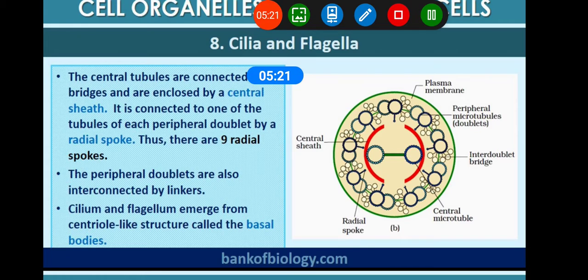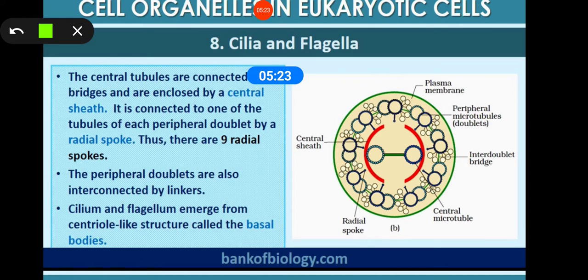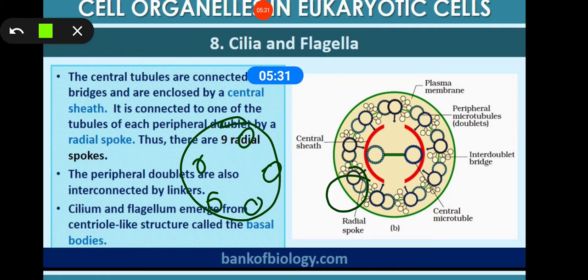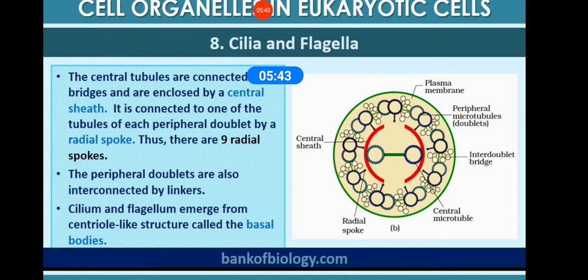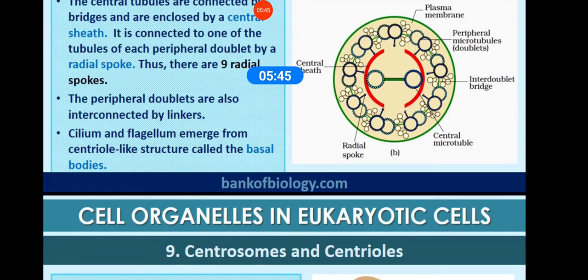Now listen to me please, this is a peripheral spoke, as they are present on the edge; that is called peripheral. And they are connected by a radial spoke. What is a radial spoke over here? You can see these, which are arranged on the radii; that is called a radial spoke. Fine. Peripheral doublets are also interconnected by linkers.